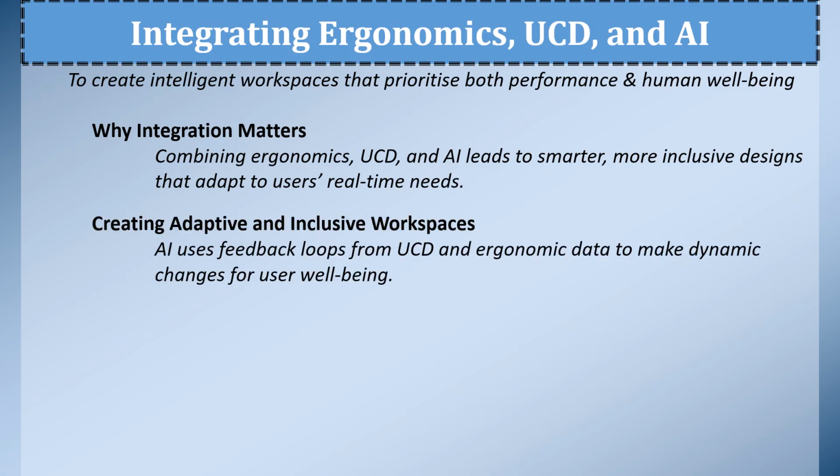Creating adaptive and inclusive workspaces. AI can detect postural strain, stress levels, or task inefficiencies and prompt automatic adjustments, like changing desk height or lighting. This creates responsive workspaces that evolve based on user interaction and feedback.